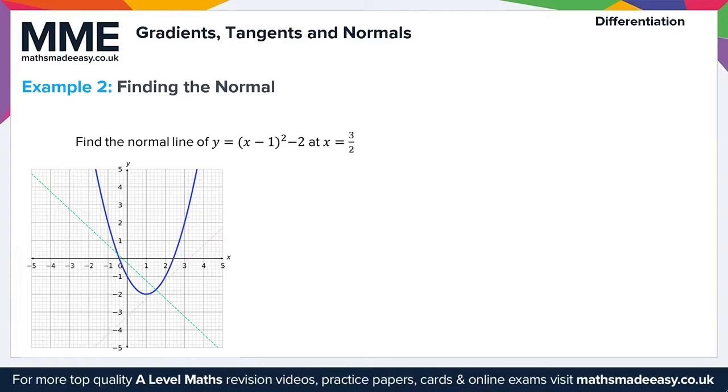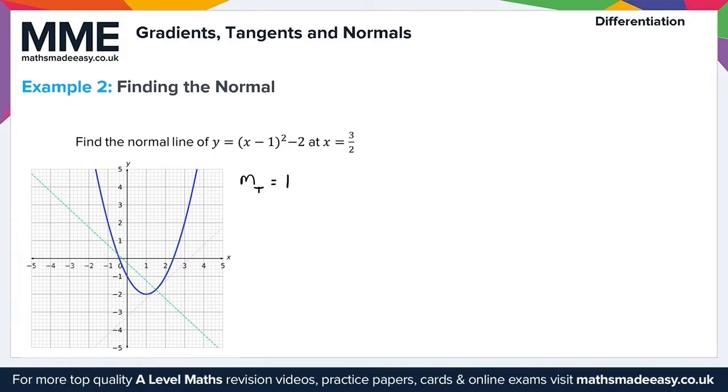And here we're asked to find the normal line of y equals x minus 1 all squared minus 2, again at x equals 3/2. So this example is quite straightforward because we have a lot of the information we need from the previous example. We know the gradient for the tangent here, this red line, was given with a gradient of 1. So the gradient for the tangent is equal to 1.